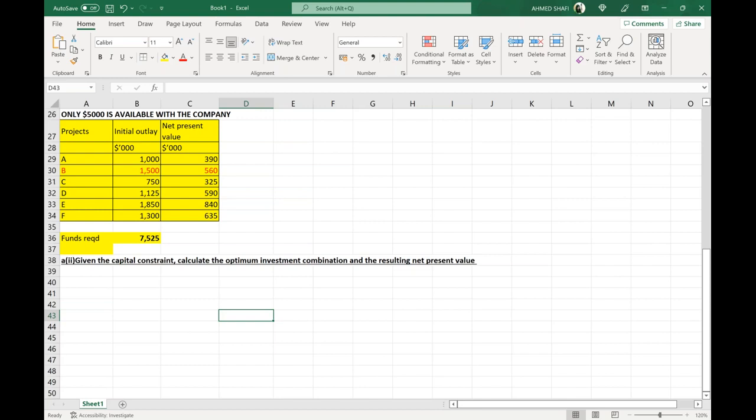Now, in our F9 financial management syllabus, it states that when projects are divisible and you are facing shortage, to make the optimum combination, you should calculate the profitability index of each option, which is NPV over investment. I require 7,525 to fulfill all projects. I only have 5,000. This is shortage. I cannot take all projects, because taking all projects requires 7,525. I don't have that. So I need to make a best combination, that is called the optimum combination.